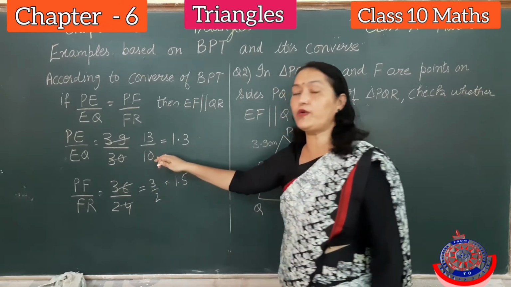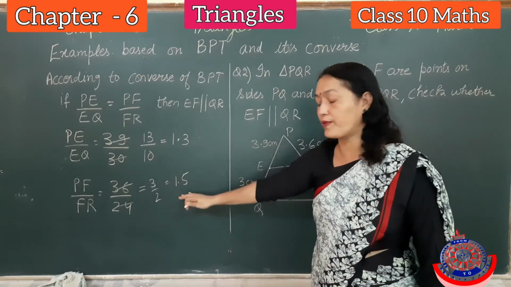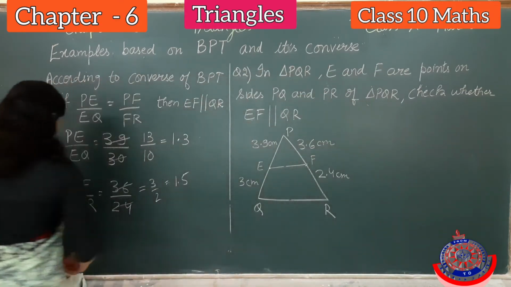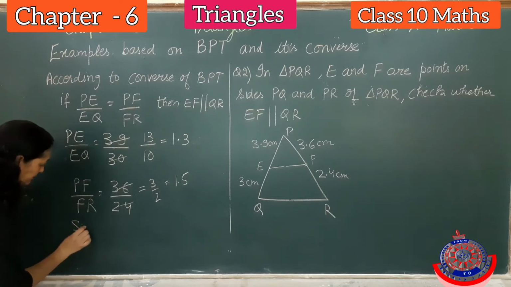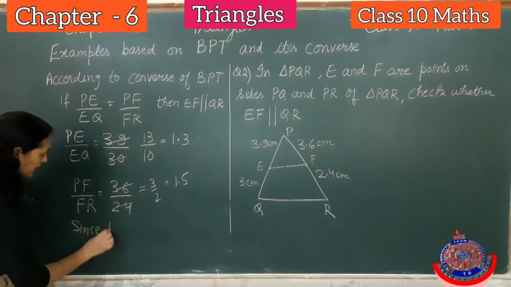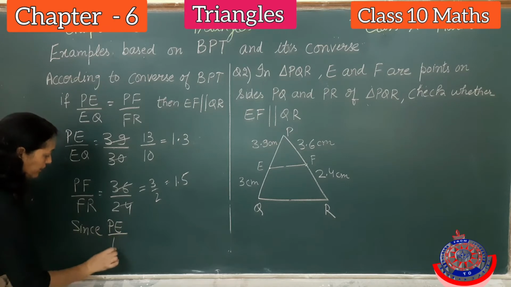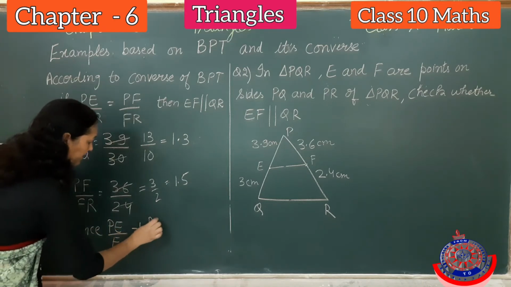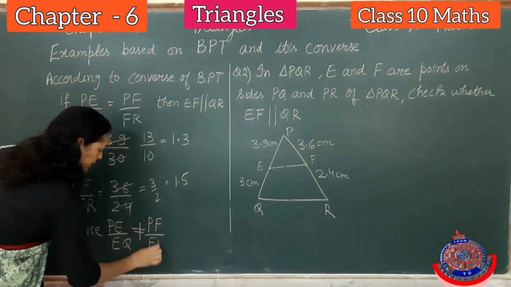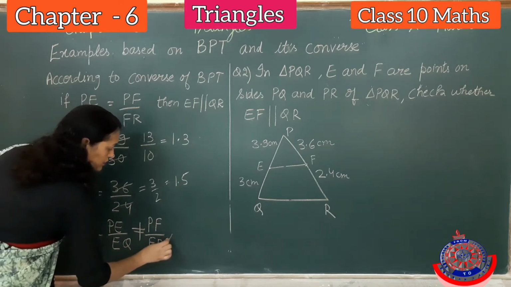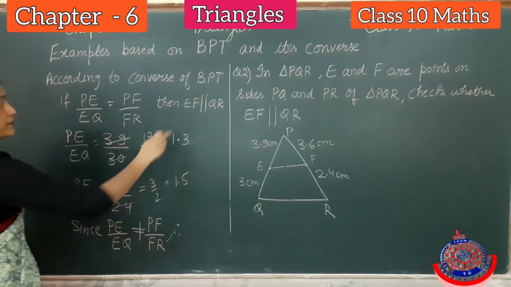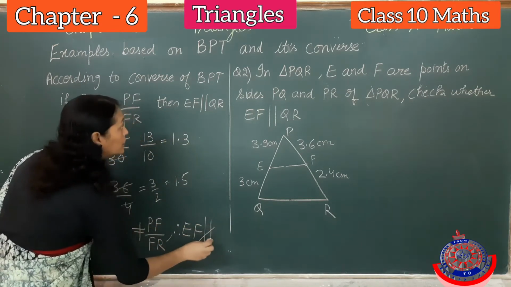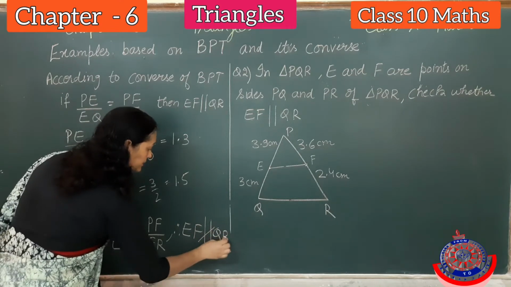Here we have obtained the value 1.3, here the ratio is 1.5. Is it the same? No, it is not the same. So we will write, since PE upon EQ is not equal to PF upon FR, therefore this EF is not parallel to QR.